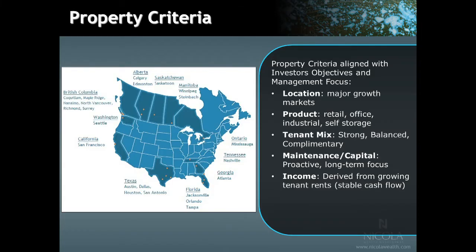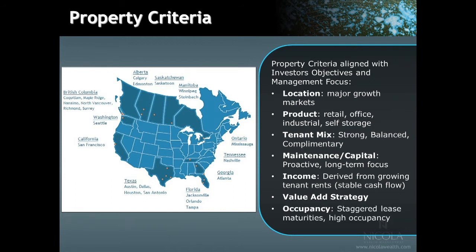Income, we want it derived from growing tenant rents. I tell the leasing agents, the people that we talk to for renting, I don't want a flat five-year rent. Just give me a little bit extra rent each year. Just a little bit of rental increase each year. Grow that cash flow. Keep it stable. Find a value add strategy. I gave you a couple of examples just a couple of minutes ago. And occupancy. Both individually within our assets and across our portfolio, we want to stagger the lease maturities so that we can maintain that high occupancy.